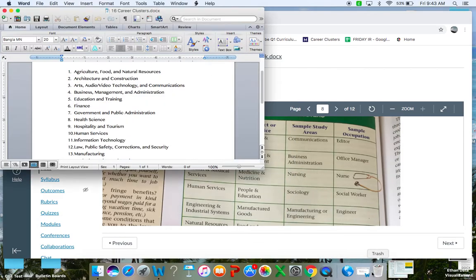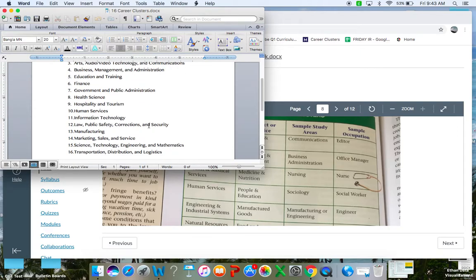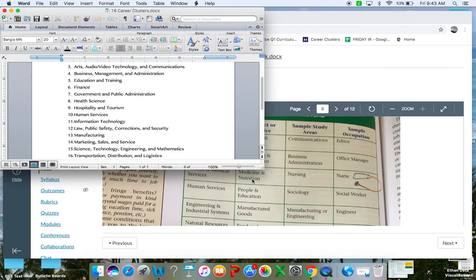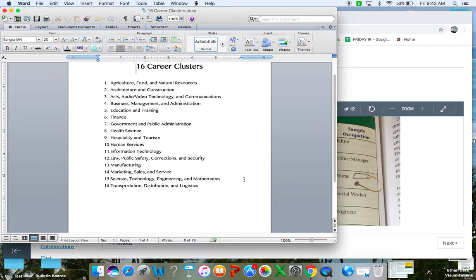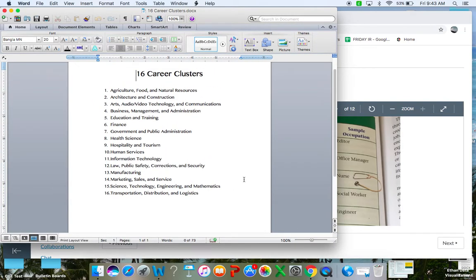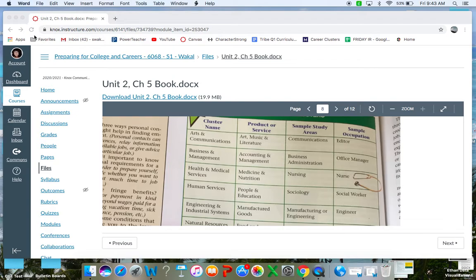And I have another sheet here that says here are all 16 of the career clusters that we're going to be talking about. So spend a couple minutes looking at that. So you might have to pause the video here so you can read through these. Okay, so you should have paused the video here a second ago and you were looking through the 16 career clusters. Okay, so here's an example.